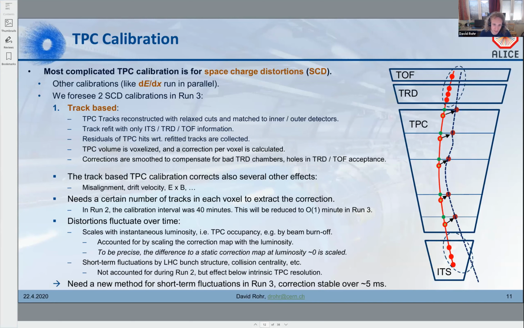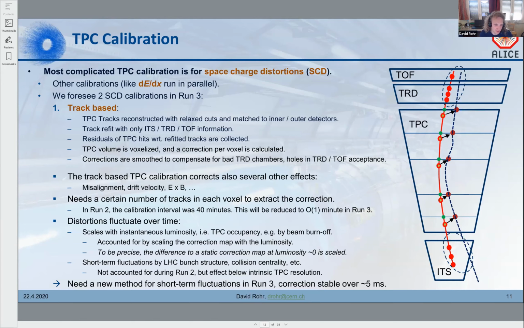Now we can basically ignore all the TPC information and do a full refit of the track using only the information from the outer detectors that have precise position information. And then we can compute the residuals of the hits in the TPC with this refitted track. Then we voxelize basically the TPC volume, and then for each voxel we can compute the average correction of the track to the measured TPC hit. And this gives us basically a map of corrections in the TPC.